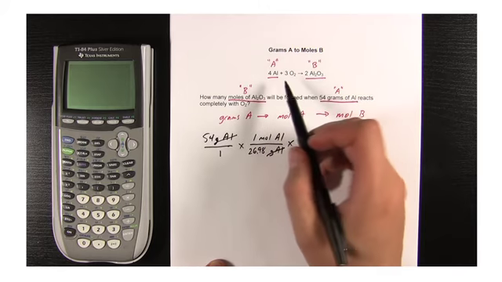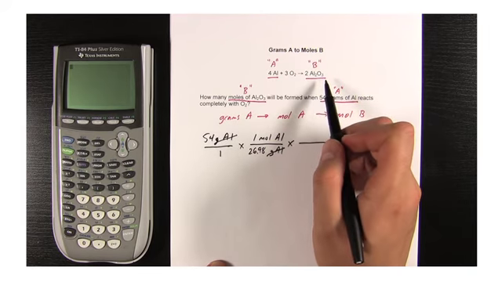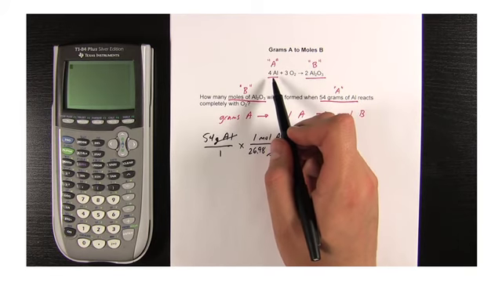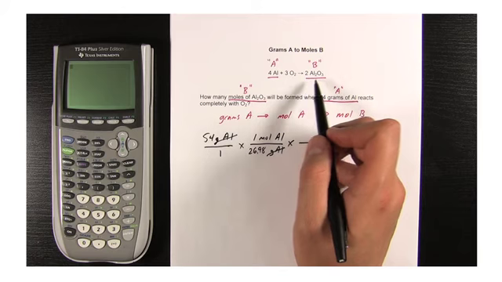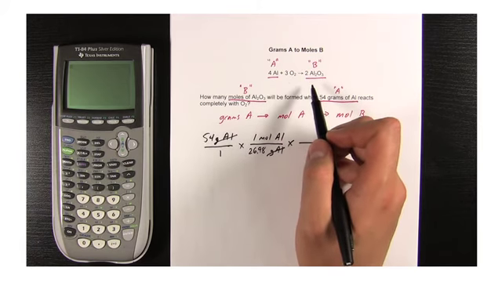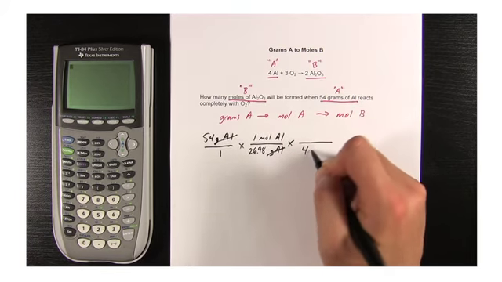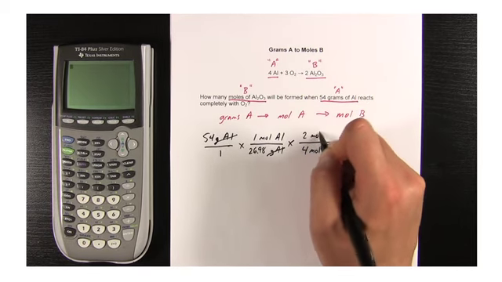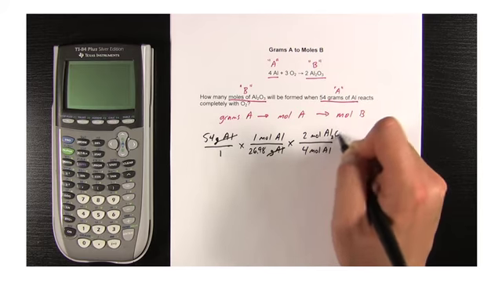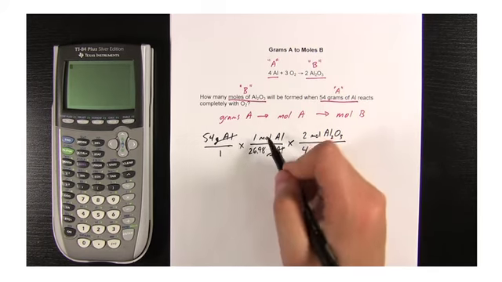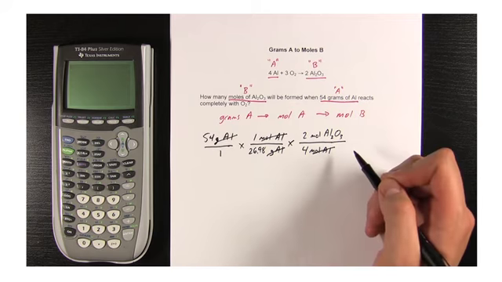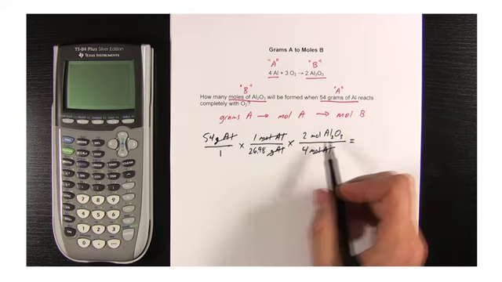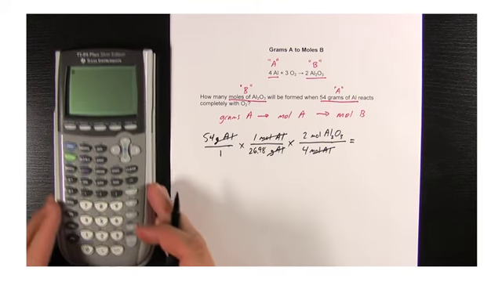So to do that, I'm going to look at the balanced chemical equation for that step. And I can see that the ratio, the molar ratio, of aluminum to aluminum oxide is 4 to 2. So I'm going to write 4 moles of aluminum down here and 2 moles of aluminum oxide in the top, because I want the moles of aluminum to cancel with moles of aluminum, and then I'm done. So I just need my calculator to do the rest of the calculations.